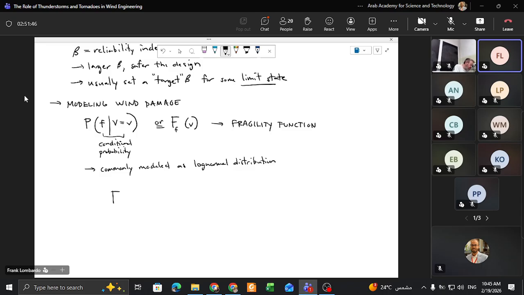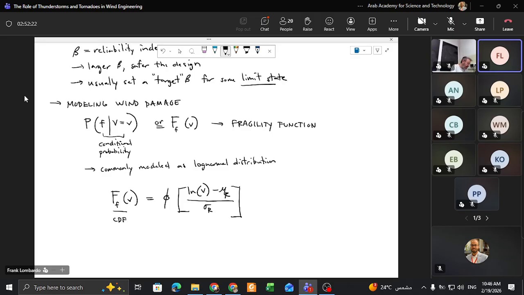Fragility functions are written like this: capital F of V. You should recognize this as a CDF, and it's modeled like this. Phi is the standard normal distribution. Inside is the natural log of wind speed minus the mean resistance, over the standard deviation of resistance.